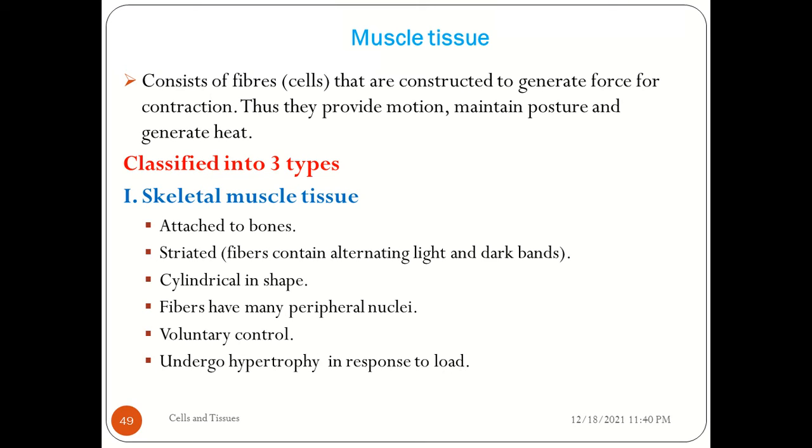The third type of principal tissue is known as muscle tissue. As I told you, there are four types of principal tissues: the first is epithelial tissue, the second is connective tissue, the third is muscle tissue. Muscle consists of fibrous cells that are constructed to generate force for contraction. Thus they produce motion, maintain posture, and generate heat. When we are moving, heat is produced due to muscle. Our posture is maintained through muscle, and also motion is obtained through muscle.